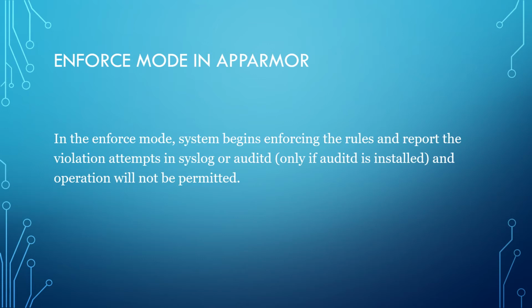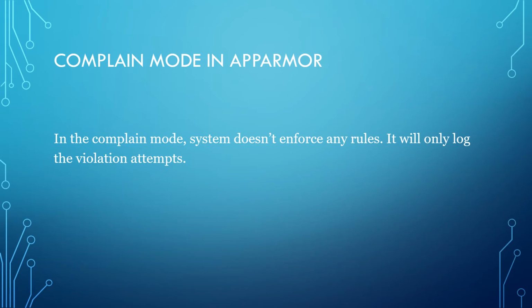All right, enforce mode in AppArmor. In enforce mode, the system begins enforcing the rules and reports violation attempts to syslog or auditd, and that's only if it's installed. And the operation will not be permitted, so there's action behind it. In complain mode, the system doesn't enforce any rules. It's just going to log the violation attempts and let you know what happened, but it's going to let them through.